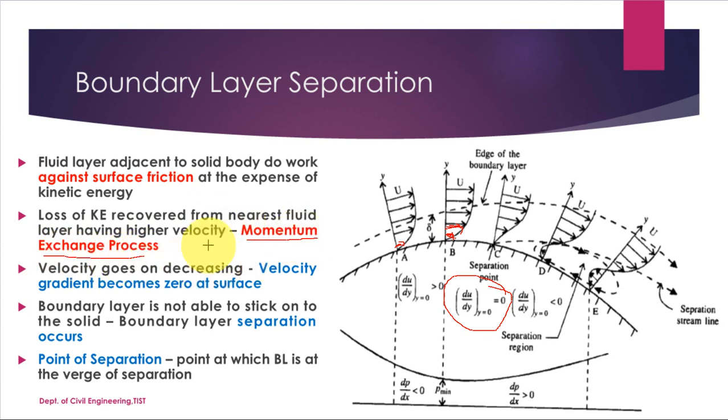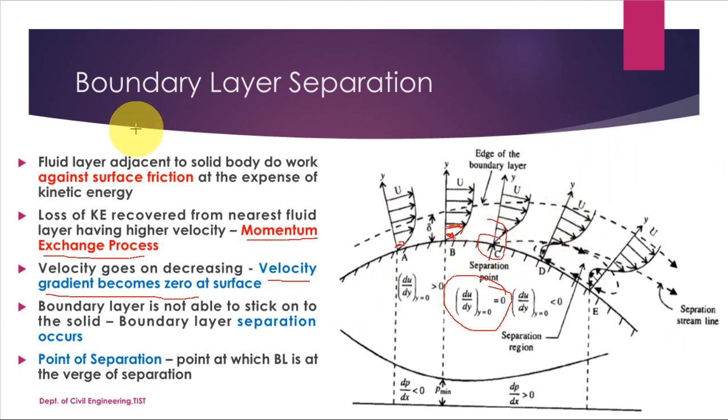Okay, so they are trying to adjust somehow, and this process goes on, and still the velocity keeps decreasing, and a stage comes where there is no change in velocity. It is drawing energy from the adjacent layer, but still it is not able to move forward. The velocities of different layers become the same, and the velocity gradient becomes 0 at the surface at this point. In such a case, the boundary layer is not able to stick onto the solid body, and it separates from the boundary. It moves away from the boundary.